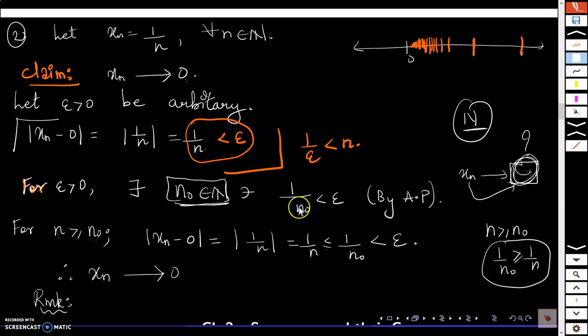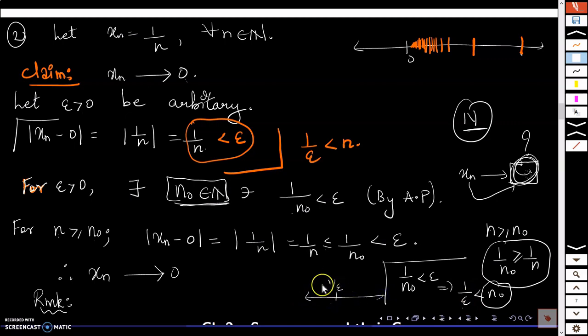Okay, so I need 1 upon n naught to be less than epsilon. That is same as saying 1 upon epsilon is less than n naught. That means I need one natural number n naught which is greater than 1 upon epsilon, right? So on my number line, somewhere 1 upon epsilon will be there, because epsilon is a positive number, 1 upon epsilon is a real number, and I need a natural number which is bigger than 1 upon epsilon, which is n naught here. So which is the first natural number that I can get after this?